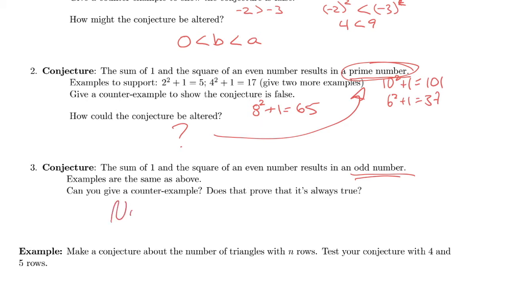Oh, yikes. Well, no, I can't. I mean, I could think about that for a long time. Every time you square an even number, you will get an even number as a result. And if you add 1 to that, it automatically makes that an odd.